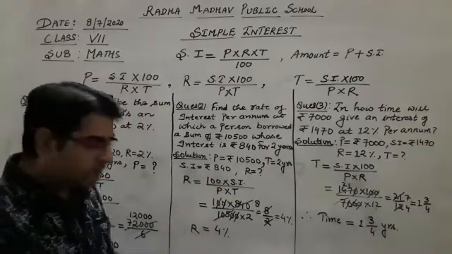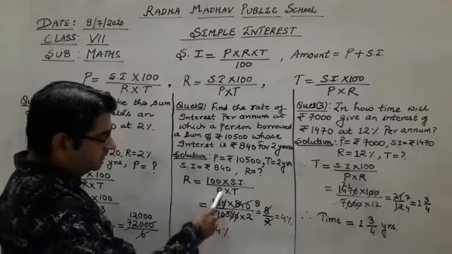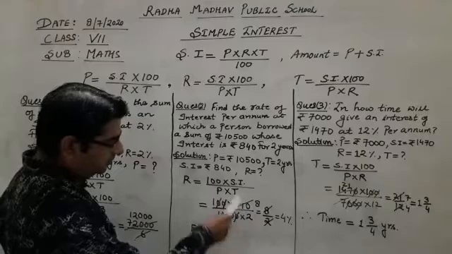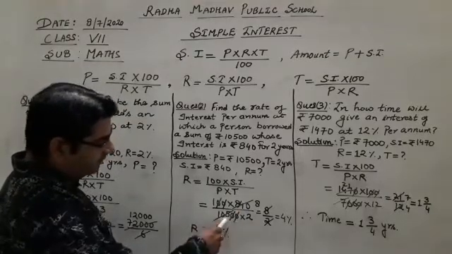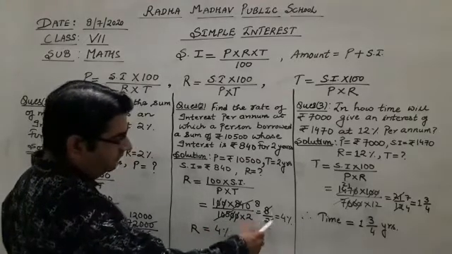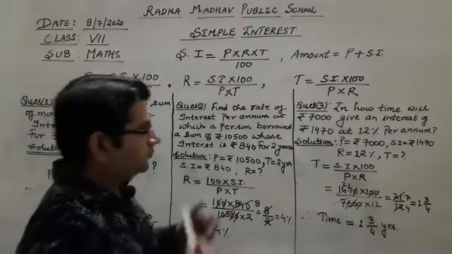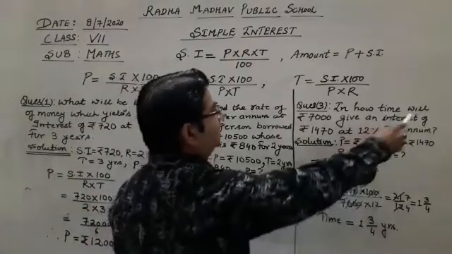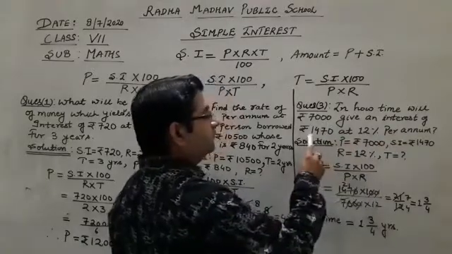Putting all the values, we get 100 × 840, SI is 840, upon principal 10,500, time 2 years. On cancelling these zeros and dividing 840 by 105, we get 8. So 8 upon 2, on dividing further, we get 4%. So the rate is 4%.